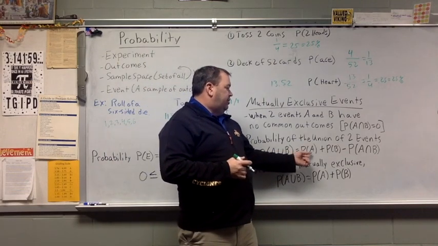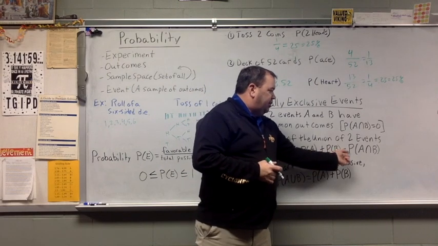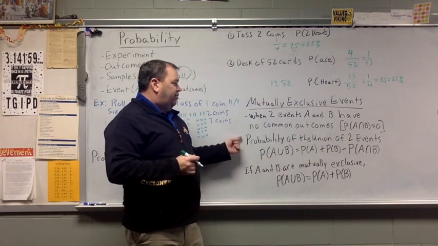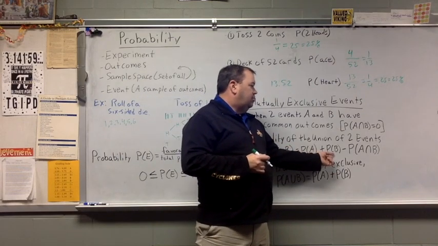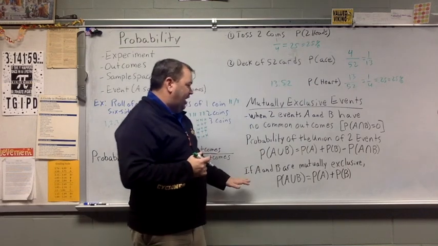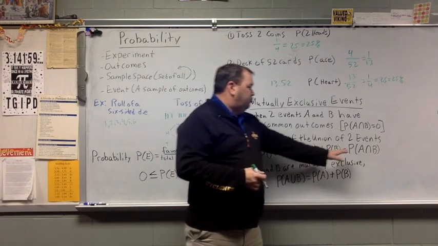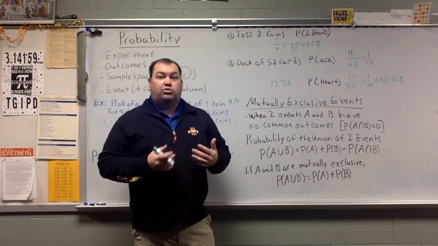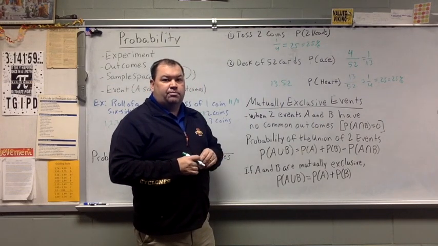I take the probability of the first event and the probability of the second event, but I have to subtract off any repeats. Okay, I'll say that again. If I have 2 different events, I add those 2 and subtract off the repeats. Now, if my 2 events cannot happen at the same time, if they are mutually exclusive, then I don't have to subtract off those repeats. I just add the possibilities for those 2 events. And that's what we refer to as mutually exclusive.